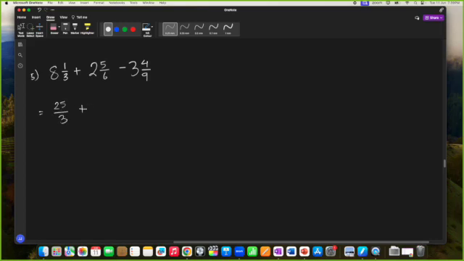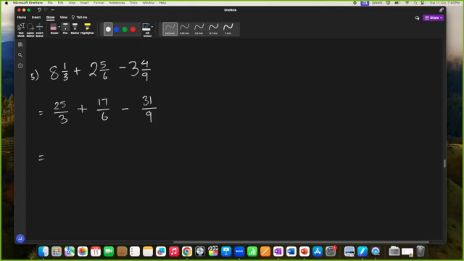Then I have plus 6 2s are 12, 13, 14, 15, 16, 17 over 6. And then I have minus 9 3s are 27, 3 times 9 is 27, 28, 29, 30, 31. So I have 31 over 9. Now I noticed something. I noticed that I could multiply this 3 here by 3, right? Oh, by the way, you can see how I'm telling the story, right? So the first step of the story is changing everything to improper fractions.